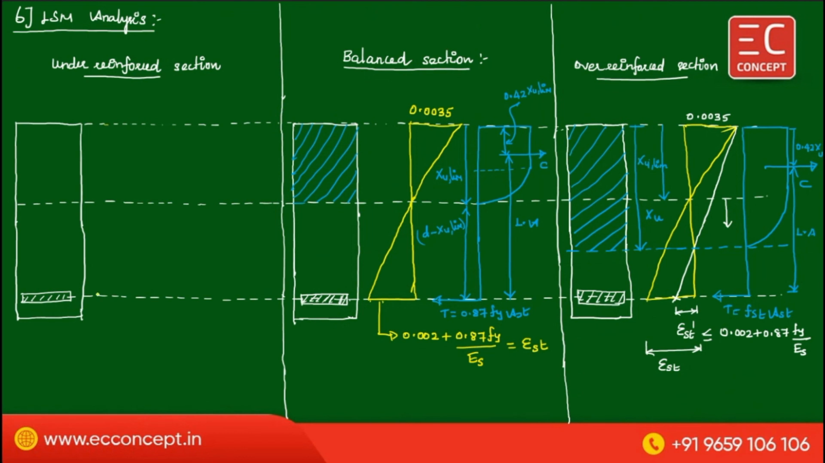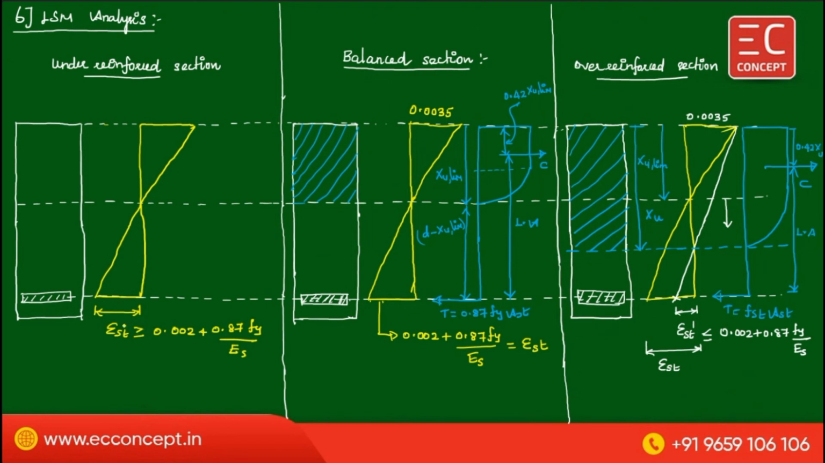Listen. So let me explain. This is the balanced section strain distribution diagram. Okay, this is the balanced section strain distribution diagram. But your steel attains the maximum, that is sigma st. The strain for this case is greater than or equal to 0.002 plus 0.87 Fy divided by Es. The limit is this only.